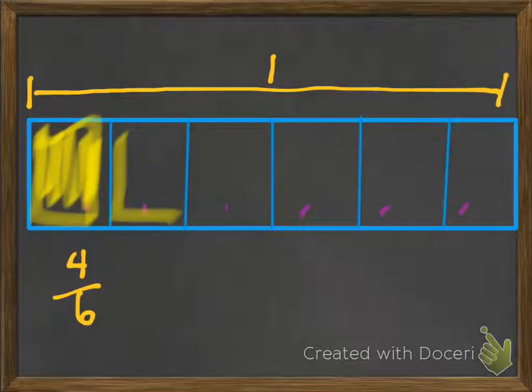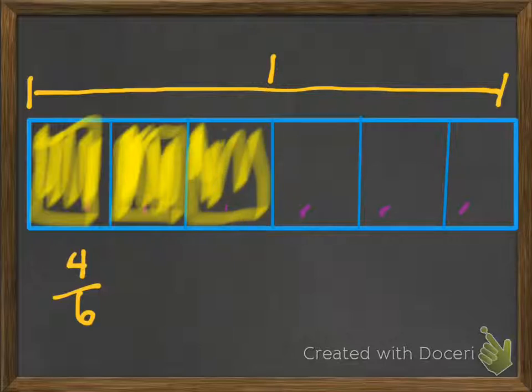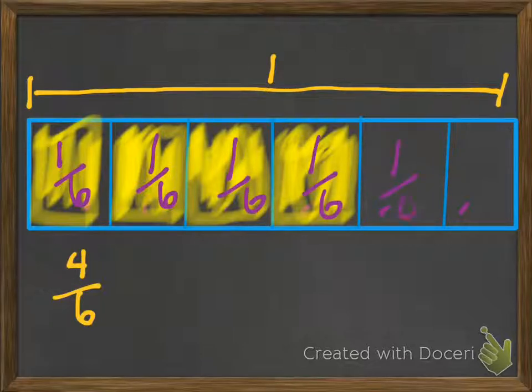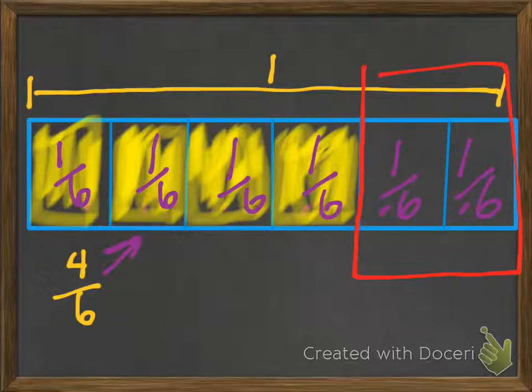1, 2, 3, and 4. Because each of these is a 1/6. So the highlighted part is the parts that we actually used. So what's left over? Well, it's pretty easy to see because it goes right here. It's this part here. We actually have 2/6 left over.